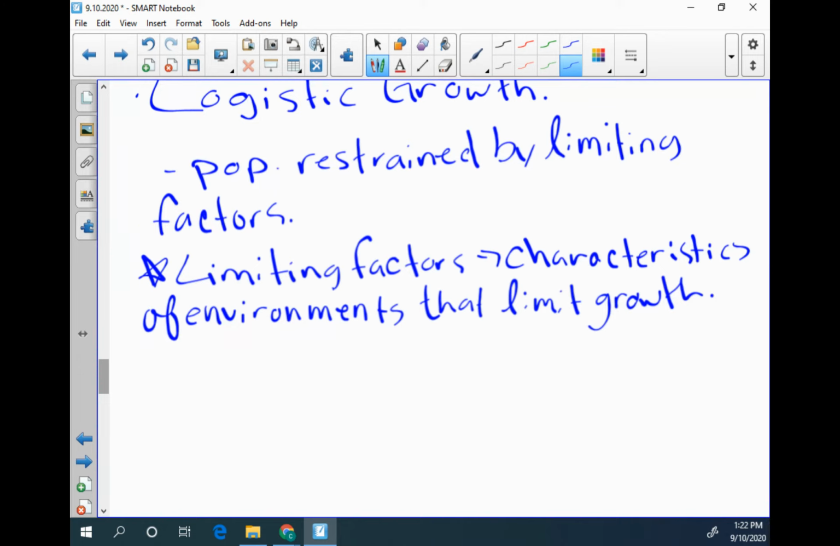Characteristics of environments that limit growth. So if we've got a farm and we've got enough space for 60 cows, it's a lot of space, but we can only feed 40 of them, the rest are going to die. So our food would be our limiting factor, because our food is determining how many cows we can keep. Limiting factors determine carrying capacity.